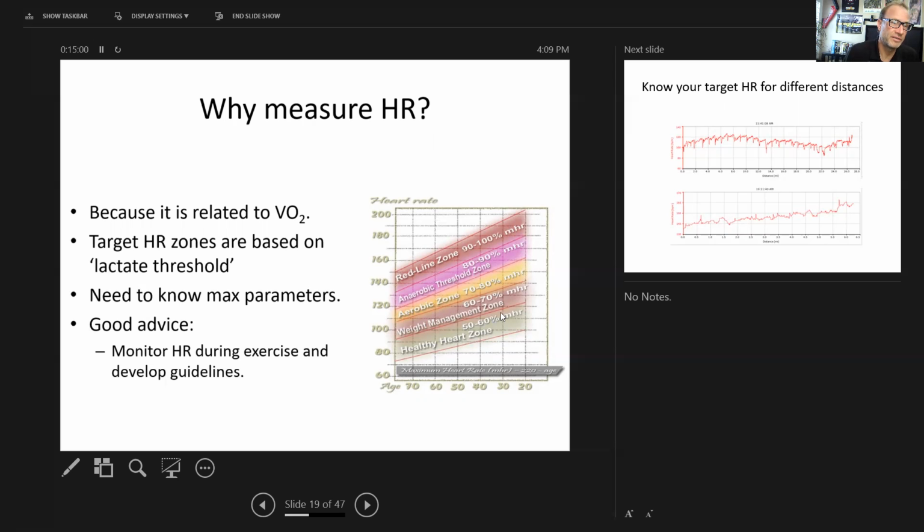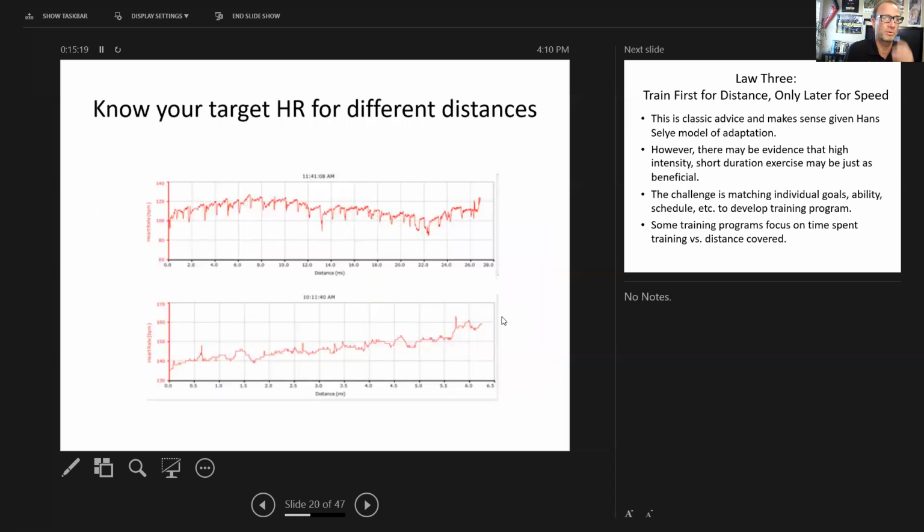exercise down in these zones down here, weight management and healthy heart zone. There are different zones based upon which routine or which guidelines you follow, but this is a 5-zone model here. So monitor heart rate during exercise, develop your own guidelines, because it is important to know how your heart rate responds. And here's just some data from wearable technology.